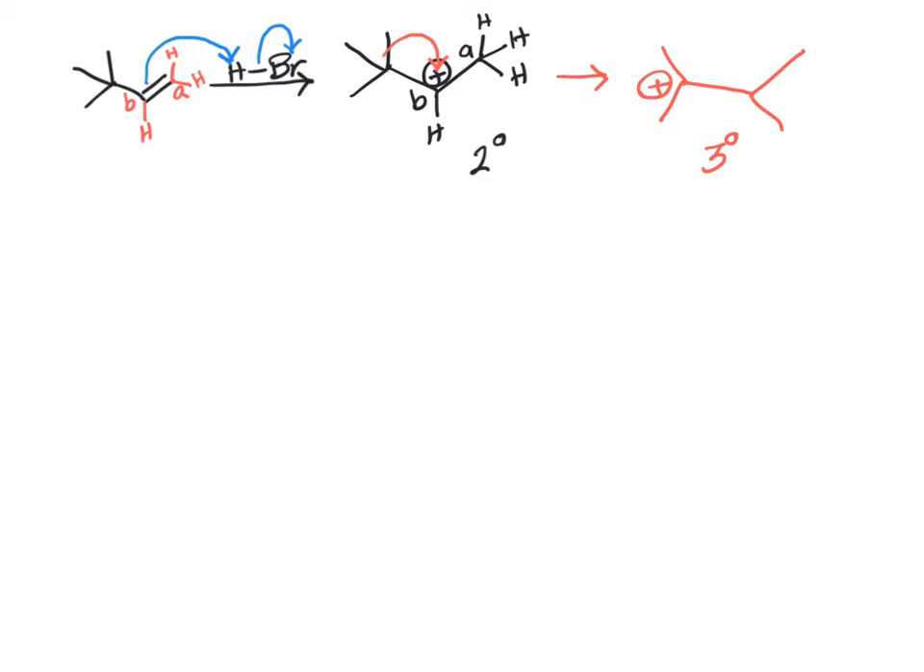This is carbon B. After rearrangement, it will have a methyl group, and that's carbon A. And again, I'm not showing the hydrogens which are bonded to carbons. In the next step, bromide will attack the carbon with positive charge, the carbocation, and the new sigma bond forms. And this is the final major product.